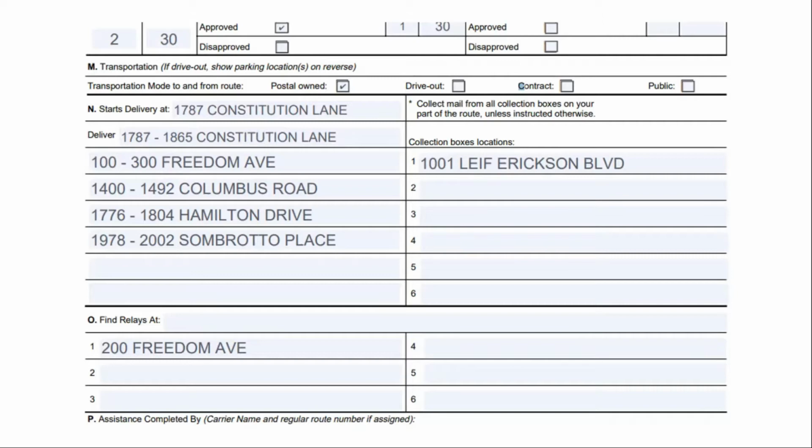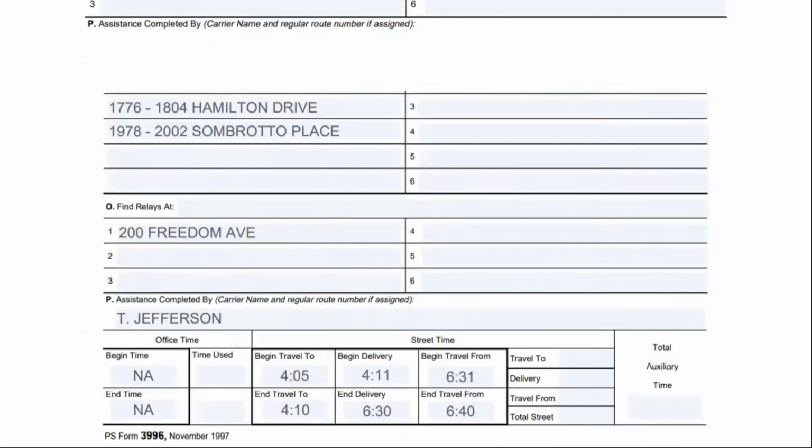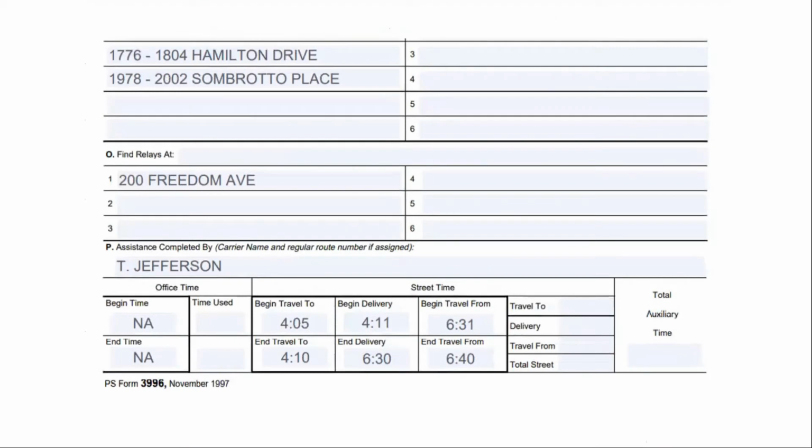Now, if you look up in box N, you see I've got 3 block ranges of Freedom Avenue. Well, in box O, you can find the relay box because that's my park and loop. You can find the relay box for that at 200 Freedom Avenue, which is why keys are necessary. Moving on.